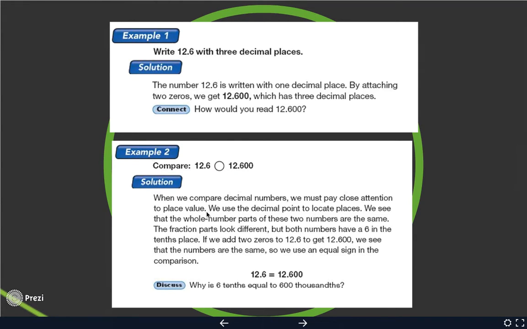So when we compare decimals, we must pay close attention to the place value. We use the decimal point to locate places, and we see that the whole number parts of these two numbers are the same. That's a huge indicator. Then to the right of the decimal, we're looking at the tenths place, and they're the same. Since there is nothing here, 0 is also nothing. So on this side of the decimal point, 0 doesn't change anything. So what we find is that it's equal.